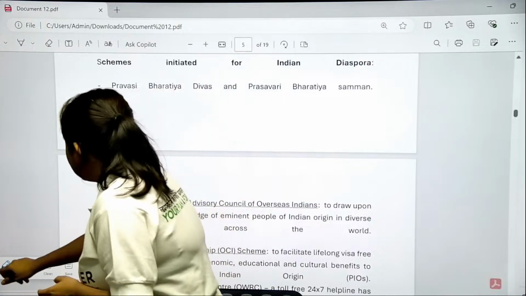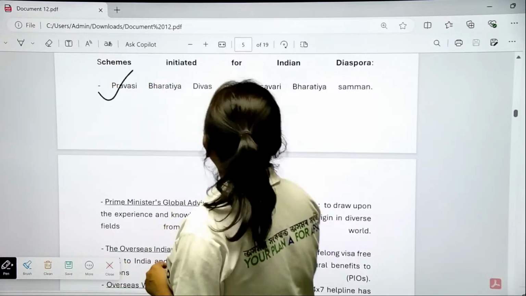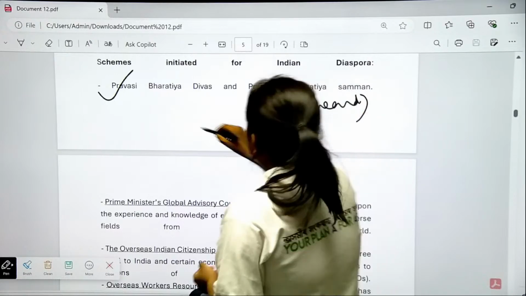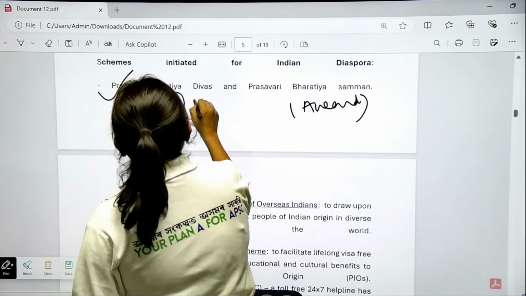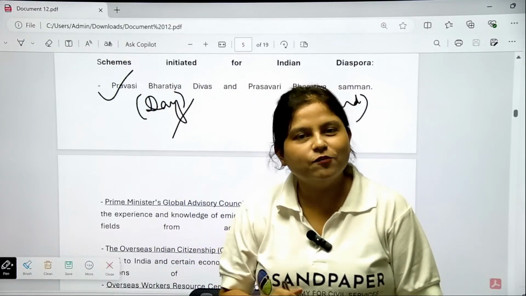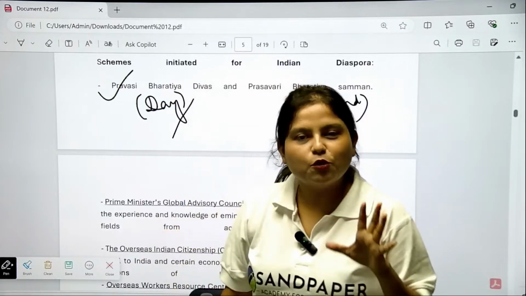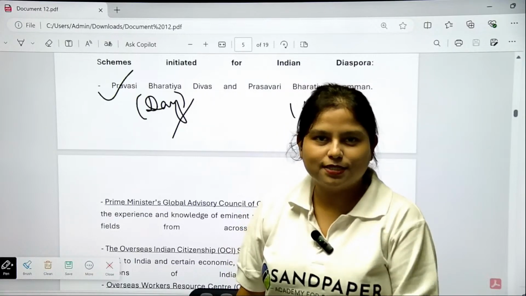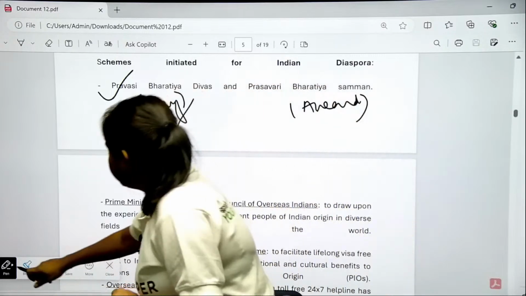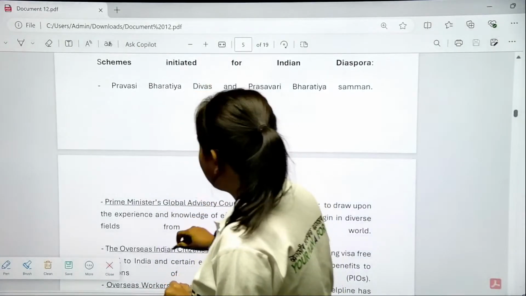But the schemes that exist for the Indian diaspora are Pravasi Bharat Divas and Pravasi Bharatiya Samman, which is an award and a day. This is an award and this is a day. Do write in the comment section when is Pravasi Bharatiya Divas and why do we celebrate it. That is also an analytical kind of thing. That is not enough for APSC. You will have to understand why we have Pravasi Bharatiya Divas on that specific day. So this is one scheme that we have.